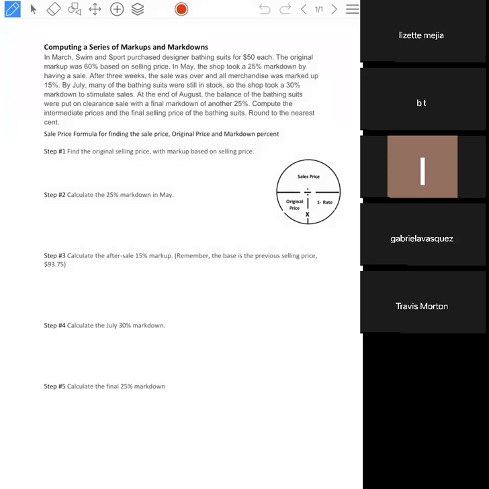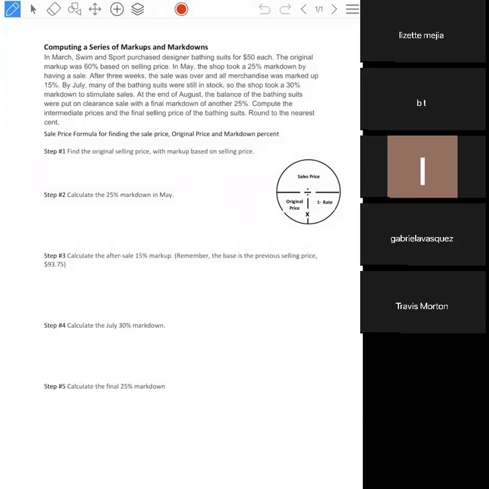So in this case, maybe Sienna has a treadmill or a squat rack and she bought it for this much and she marked it up, and then nobody's coming to buy it. So she marks it down, decides that still isn't moving. So she marks it down even more, trying to get rid of it. And so that's kind of what a series of markups and markdowns would look like. And this is kind of putting it all together.